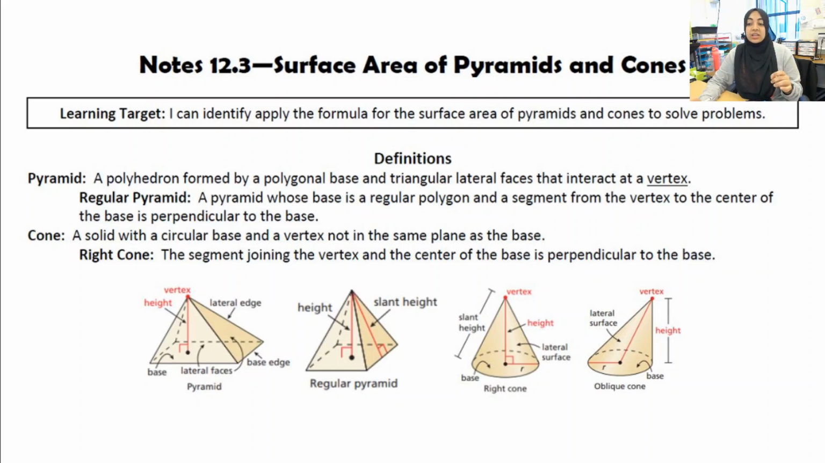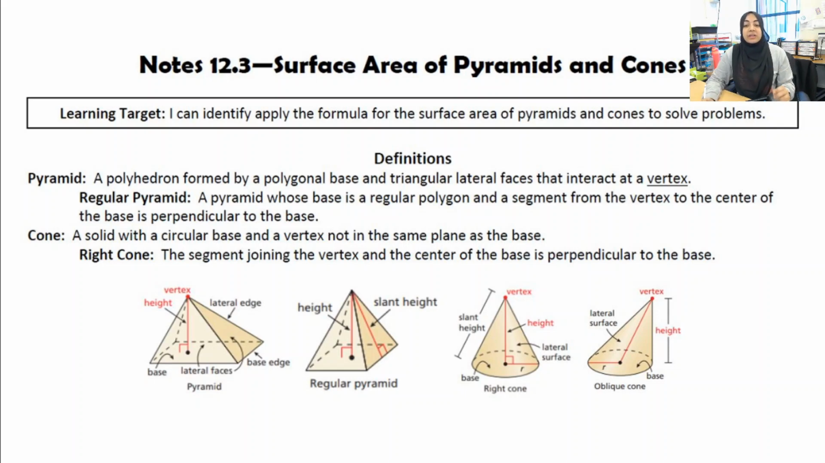But when we're talking about a pyramid, we're talking about a polyhedron formed by a polygonal base and triangular lateral faces. So if I look at this pyramid, again, I know it's clear, so it's kind of hard to see. I've got this base here, that's a polygon. And then I've got these faces here. My lateral faces, notice that they're triangles as opposed to right here where they are parallelograms, okay?